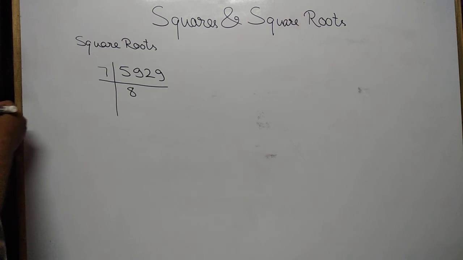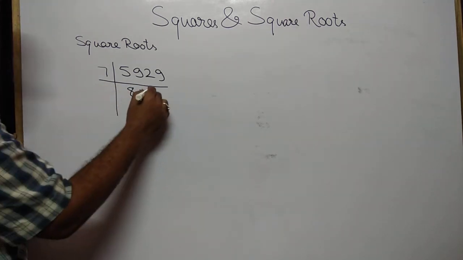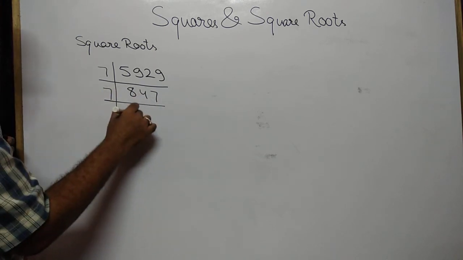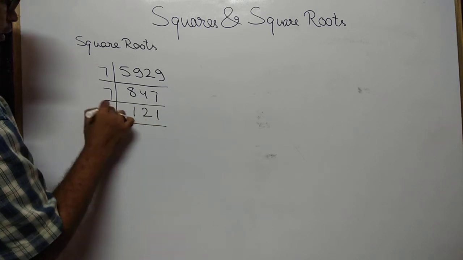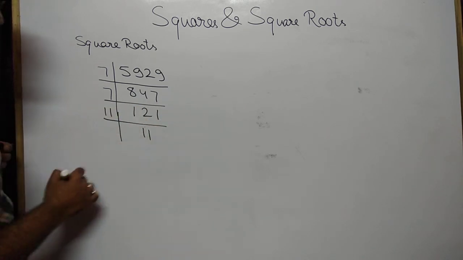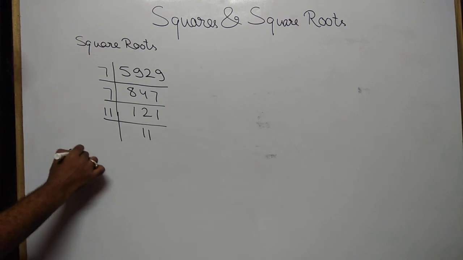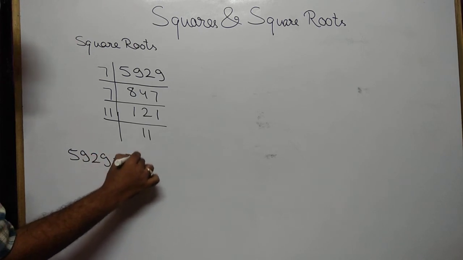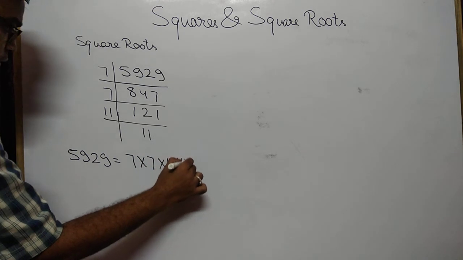7 4s are 28, and 7 7s are 49. Again 7 1s are 7, 7 2s are 14... 7 1s are 7. Similarly, it's 11, 11 1s are 11. So we can write down 5929 is 7 into 7 into 11 into 11.